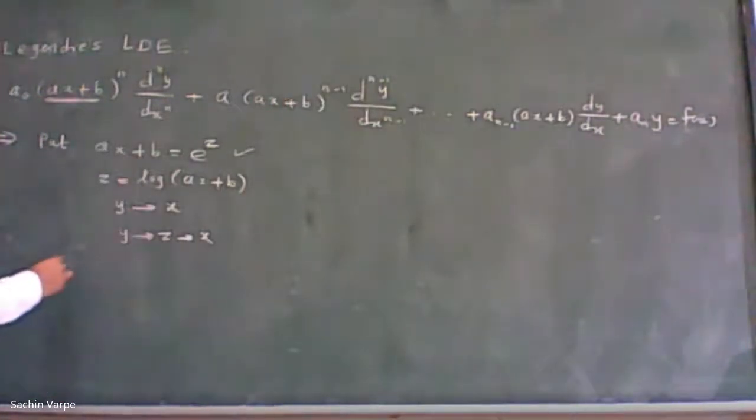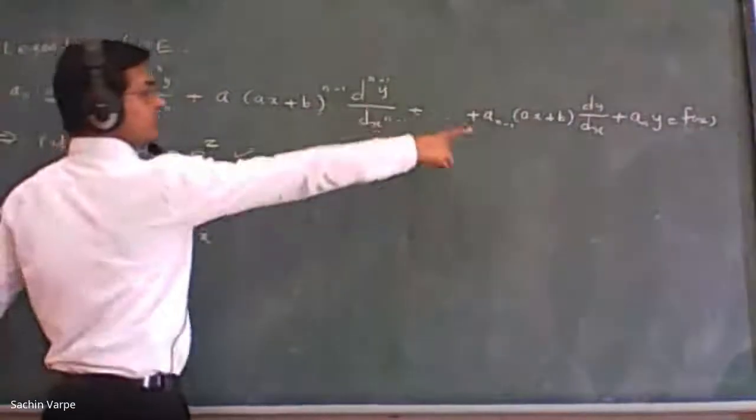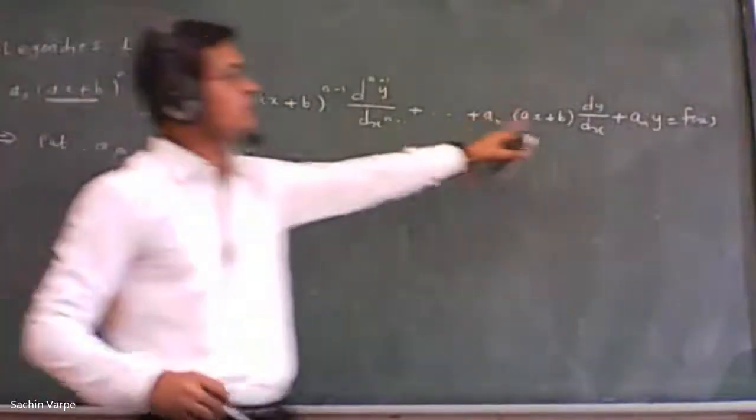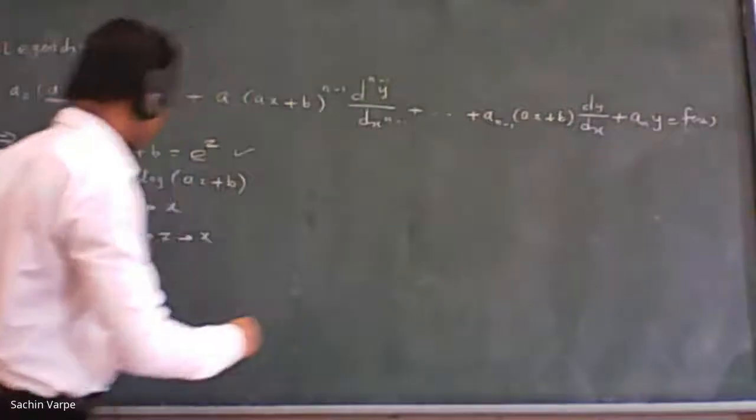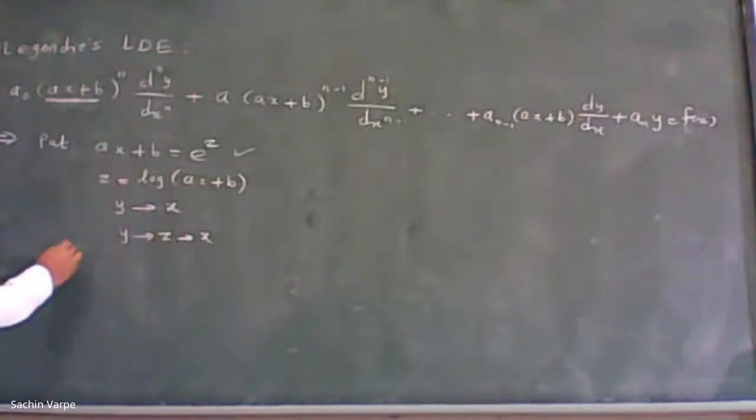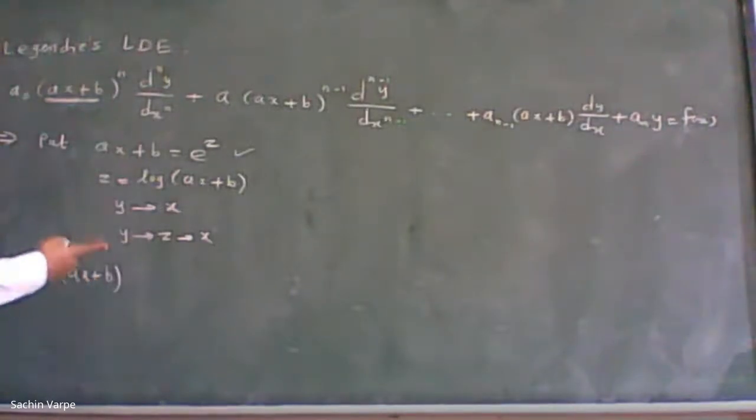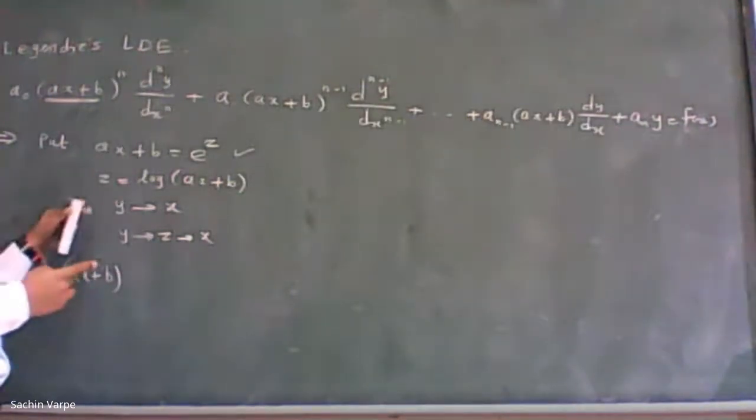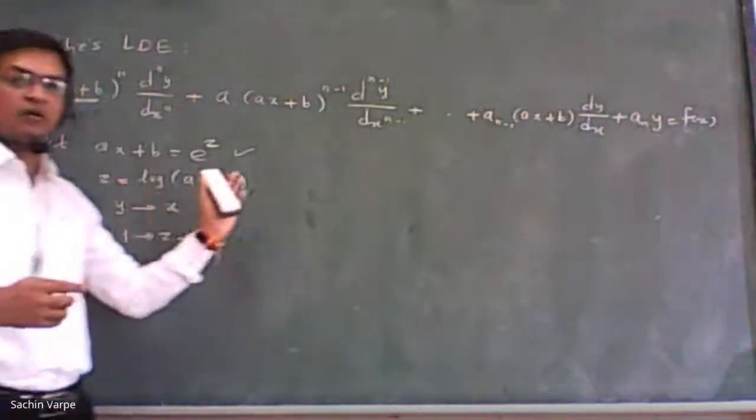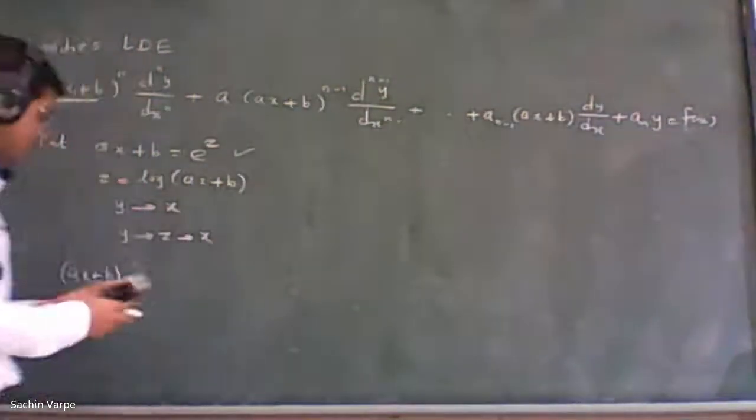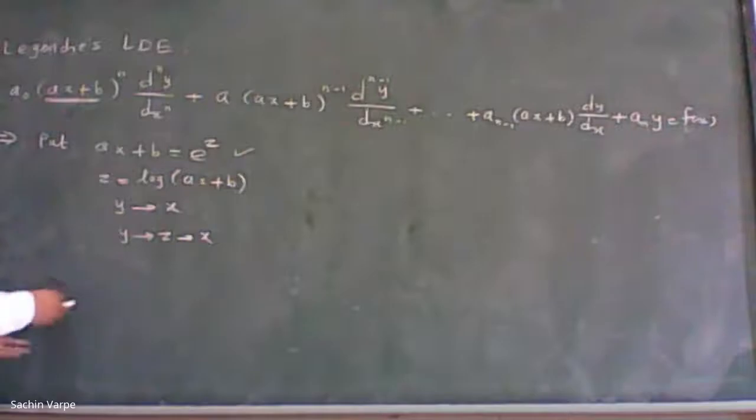So the substitution for the first order term, ax plus b into dy by dx, will be equal to, so what will be the substitution? I'm going to write the substitutions directly now. I'm not going to discuss the proof because I have discussed the proofs in detail for Cauchy's. The similar proofs are there. Okay, let me discuss the first one.